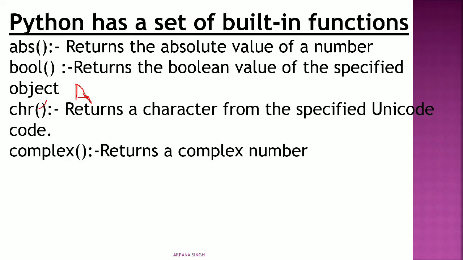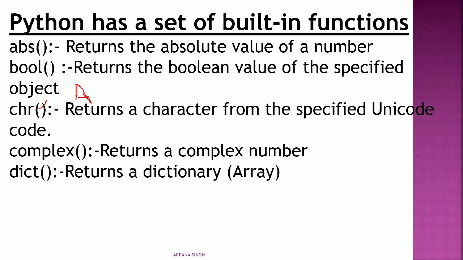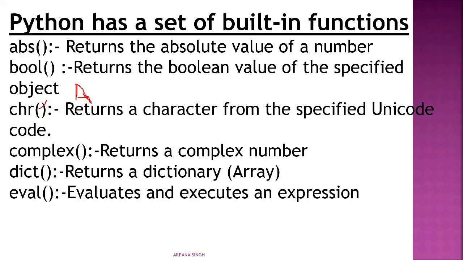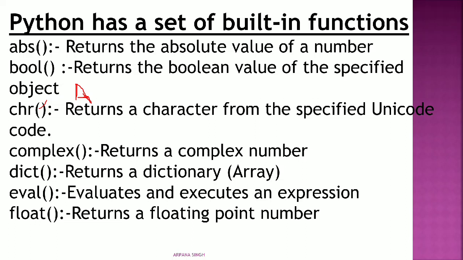Complex returns the complex number. Dict returns the dictionary. Eval evaluates and executes the expression. You have used it to input a tuple, list or dictionary. Float returns the floating point number of the given value within round bracket. If you write float 5, it will return 5.0.